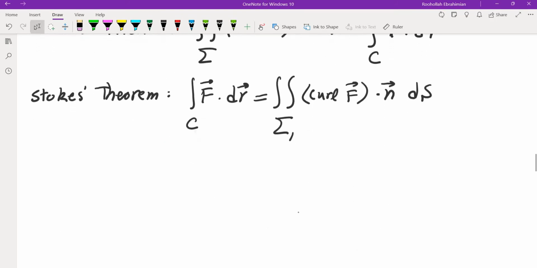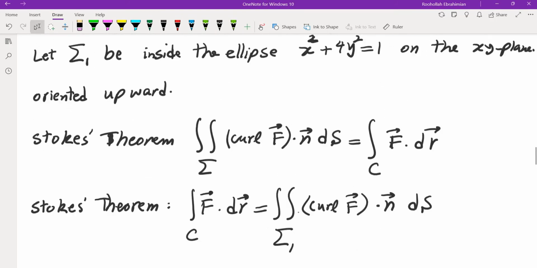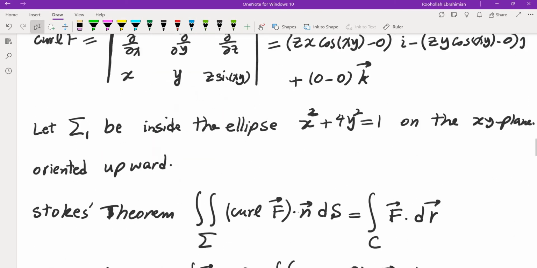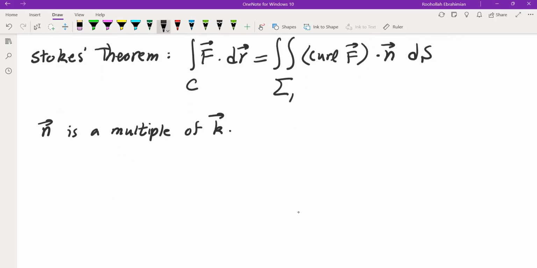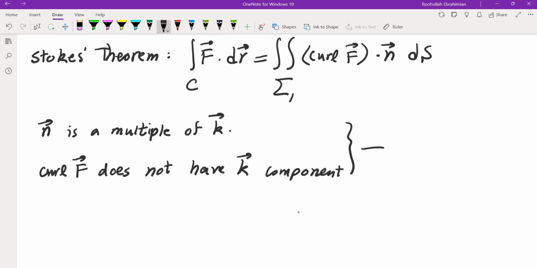Now, if you notice, what is the normal vector? Well, the normal vector to the plane is a multiple of k. So n is a multiple of k. Now, based on the computation that we did, curl of f does not have a k component. So what does it mean? It means the dot product of these two is 0. So curl of f dotted with n is just 0.